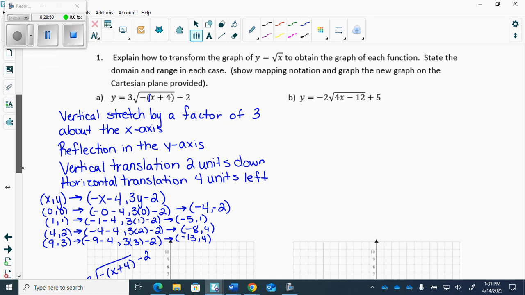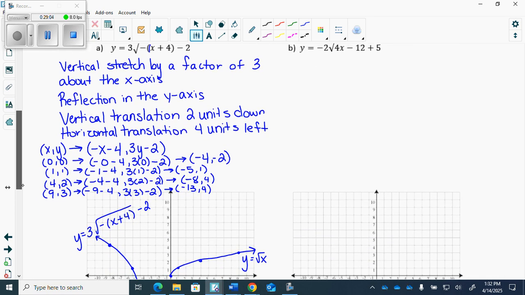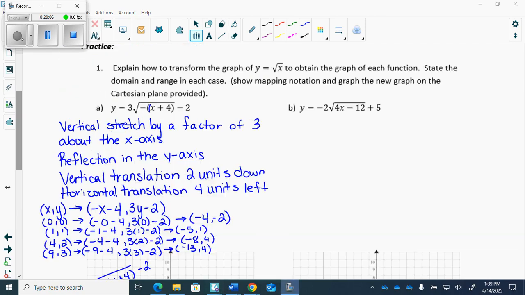You guys try b. What are you going to have to make sure you do with b? Take out that 4. Okay, so we have to remember to take the 4 out. So we're left with 4x minus 3 plus 5.